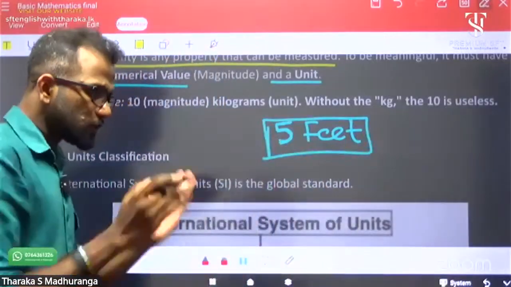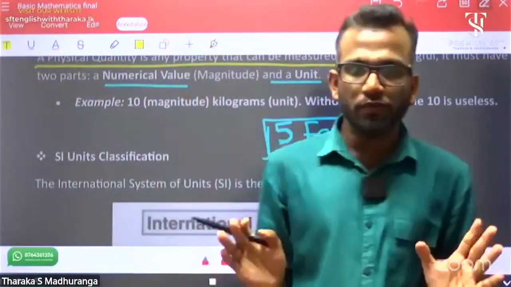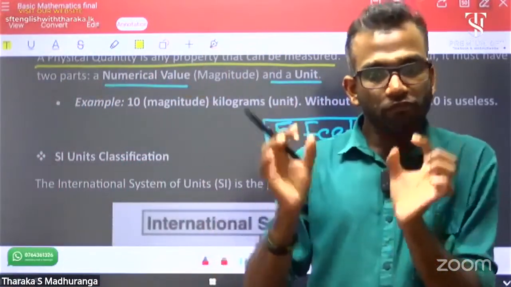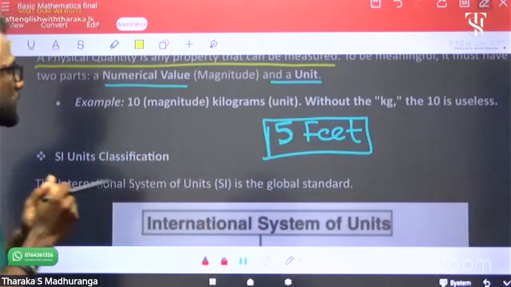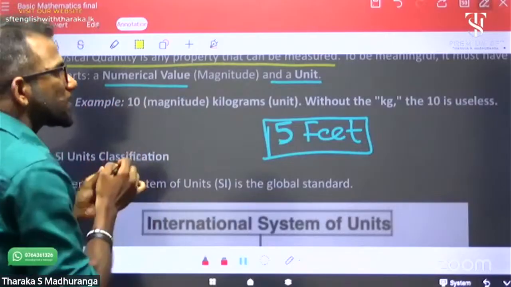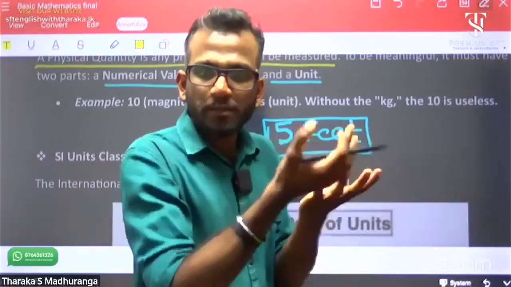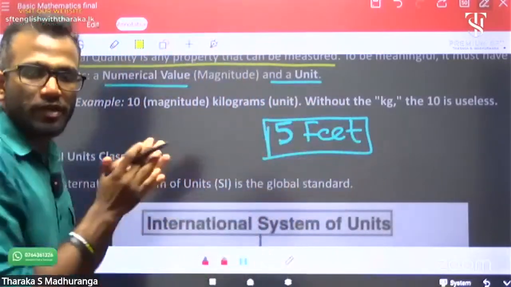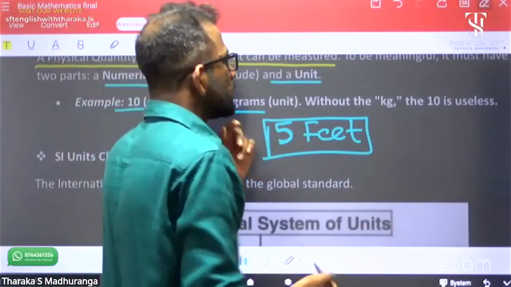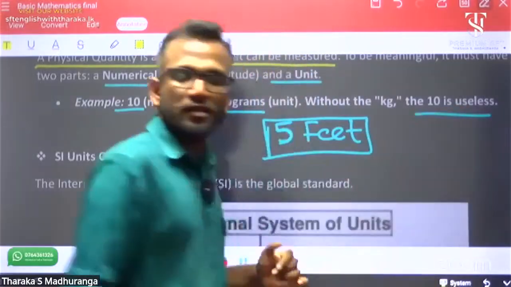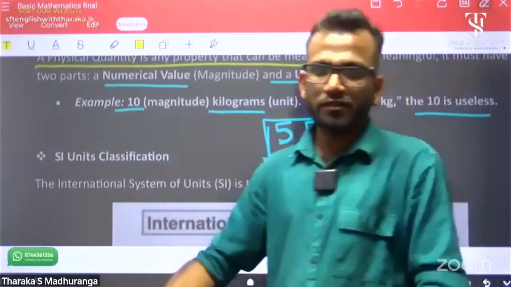What's the meaning of physical quantity? Any property that we can measure. If it has a meaning, it should have a value as well as a unit. Example, 10 is the magnitude, 10 kilograms. The mass of something is 10 kilograms. This is the magnitude, this is the unit. Without kilogram, the 10 is useless. We don't know what this is.